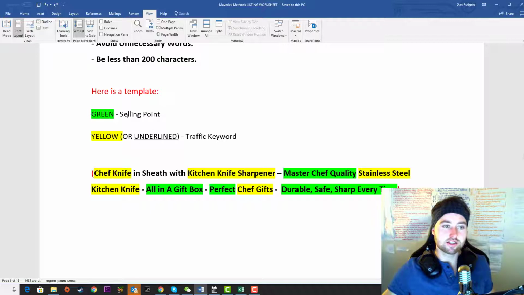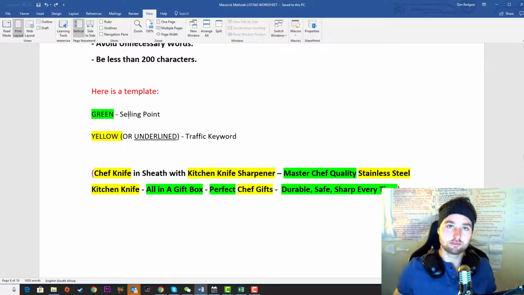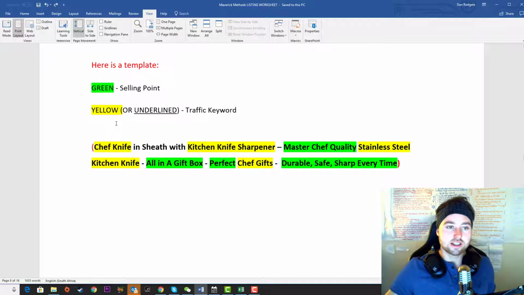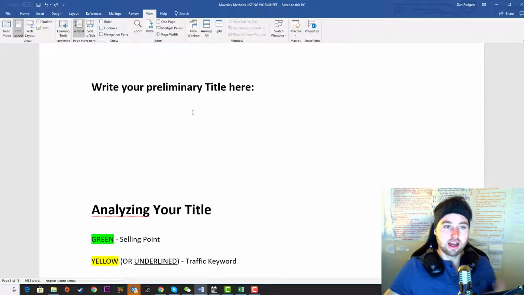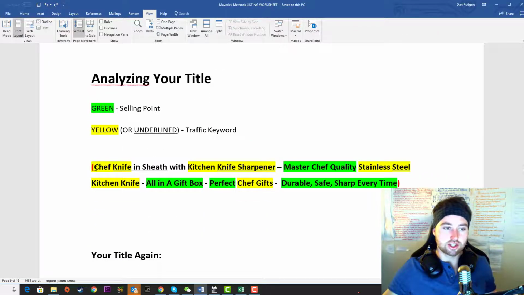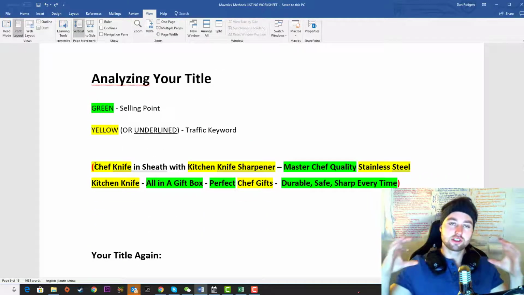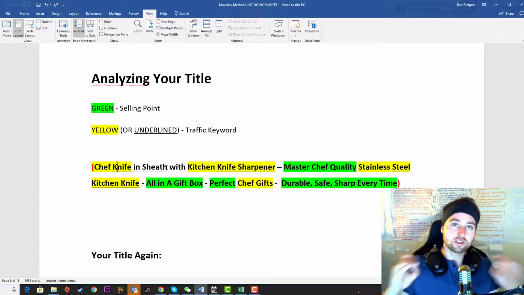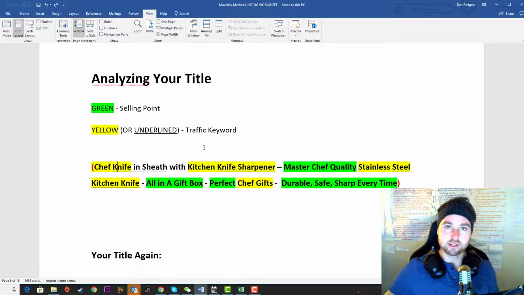You can see in green is going to be our selling points, our marketing points, and in yellow is our traffic keywords or the underlined sections. The reason for yellow or underlined is because sometimes you can actually fuse different keywords into one phrase, and this way you're ranking for chef knife in sheath, or knife in sheath. This way you're ranking for all the different keywords. So very important to try and use that to your advantage if your keywords lend themselves to that.